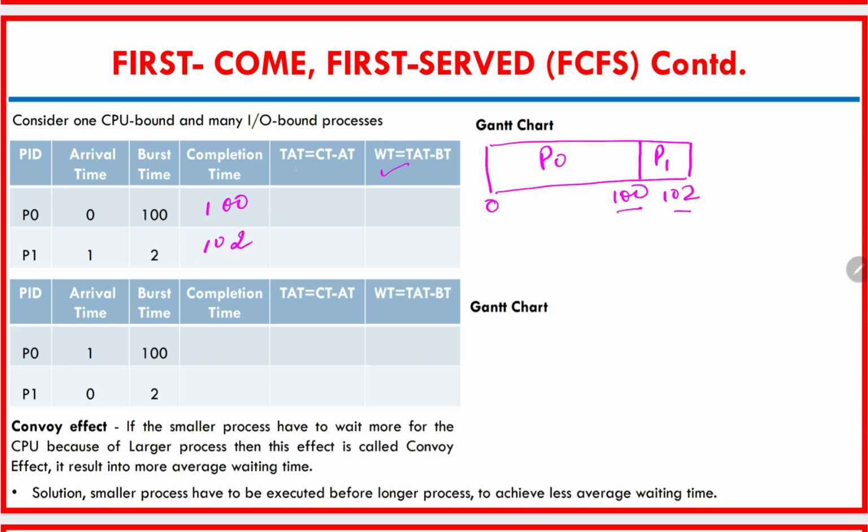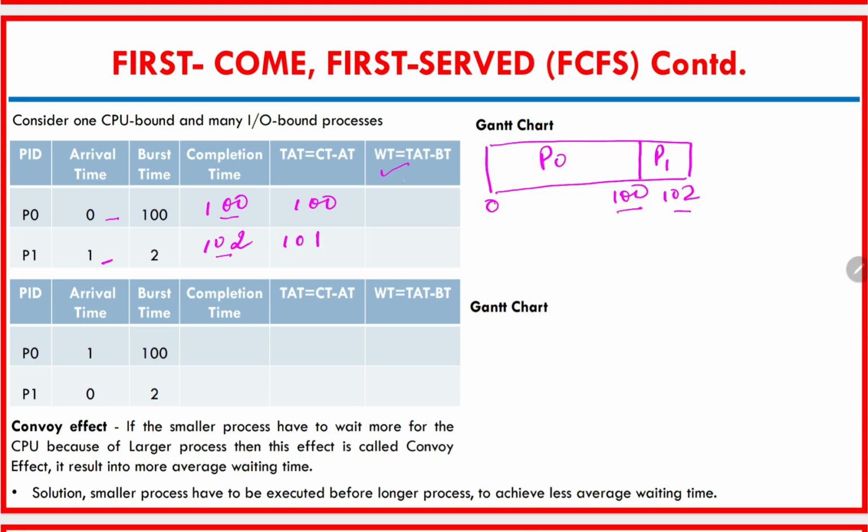Fine. Now let's calculate the turnaround time. The turnaround time is completion time minus arrival time. Completion time is 100, arrival time is 0. So 100 minus 0 comes out to be 100 for process P0. Whereas for process P1, the completion time is 102, whereas arrival time is 1. So 102 minus 1, this comes out to be 101.